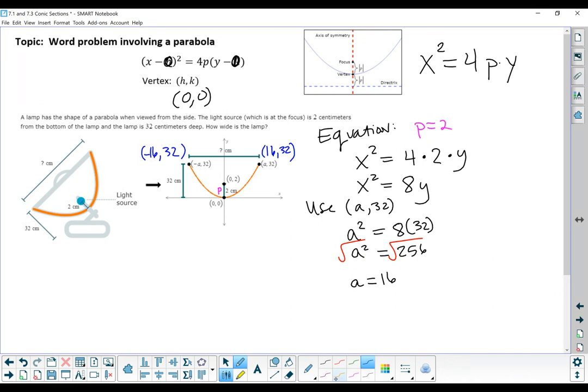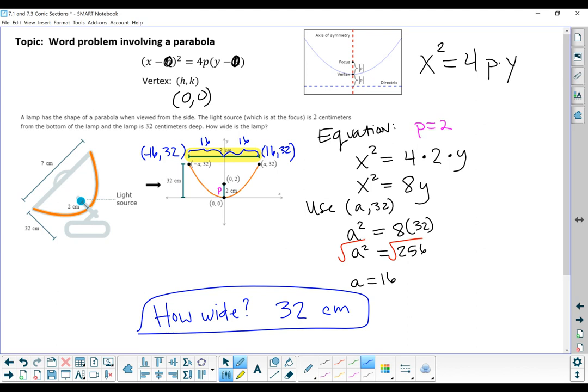And so our question is, what is the entire distance for that lamp width? How wide is the lamp? So how wide? We've got 16 on each side. So that would be that it's 32 centimeters wide.